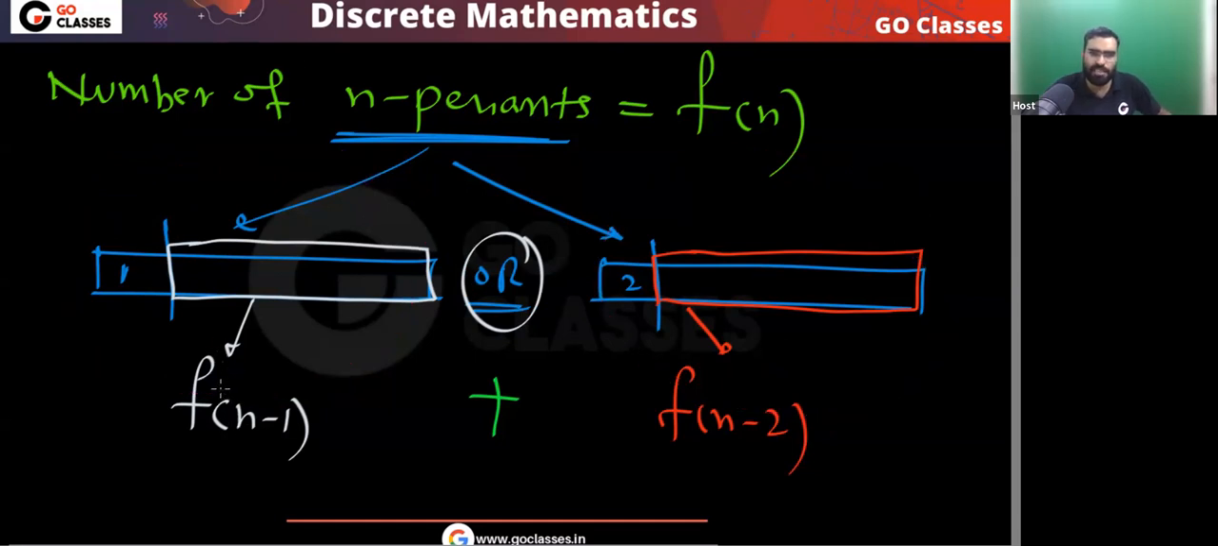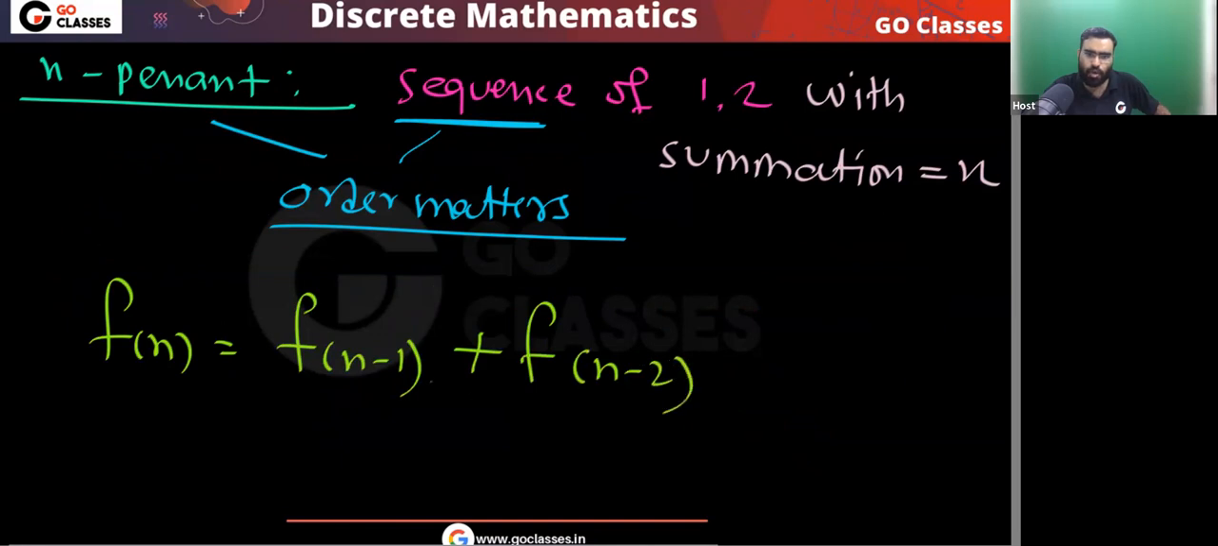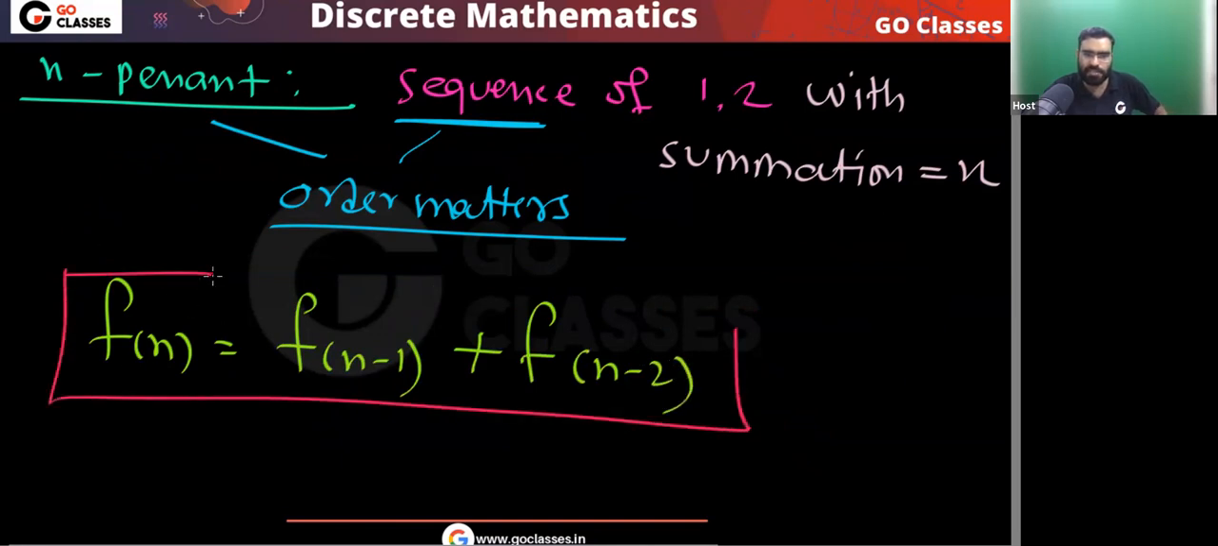So finally, my answer will be what? How many n pennants I can create? That will be equal to f(n-1) plus f(n-2). The number of n pennants will be number of n minus 1 pennants plus number of n minus 2 pennants. This is going to be the recurrence relation.